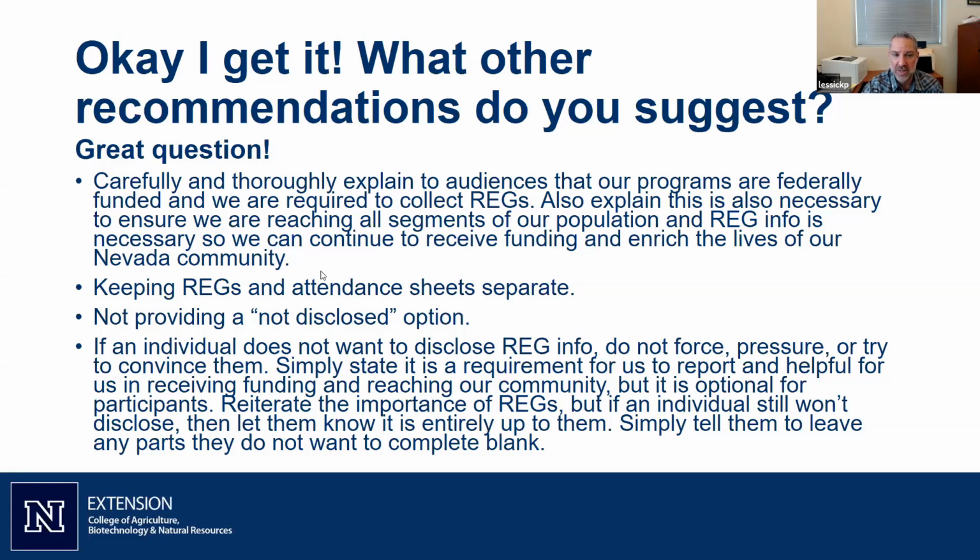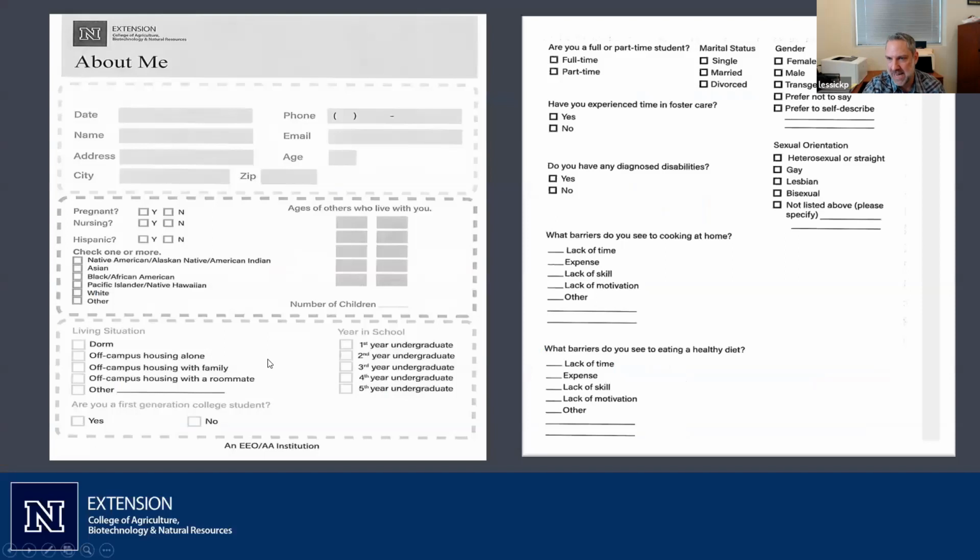And you could also let people know they could just leave it blank if they don't want to disclose anything. So with that in mind, here's an example of a reg sheet. Now, I was very impressed when I saw this one because there's a lot of information. There's living situation, there's the 5 races. Are you pregnant? Male, female, transgender, divorced. There's a lot of information on here.